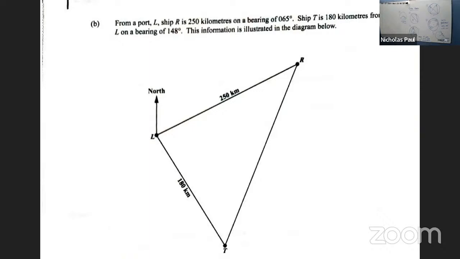No, it's 250 kilometers. And they give you the two bearings. When they're doing this question, don't just put north. Put north and east and south and west. Draw the whole cross so you can see all the angles.